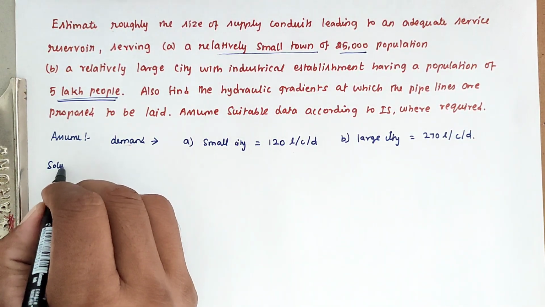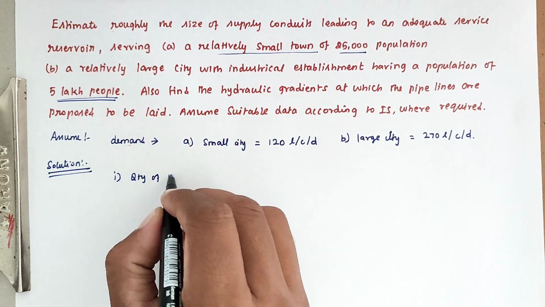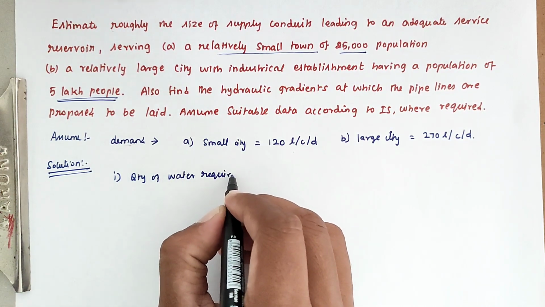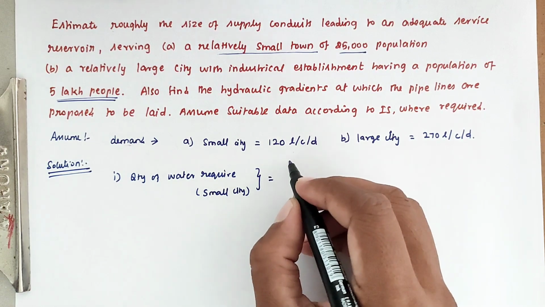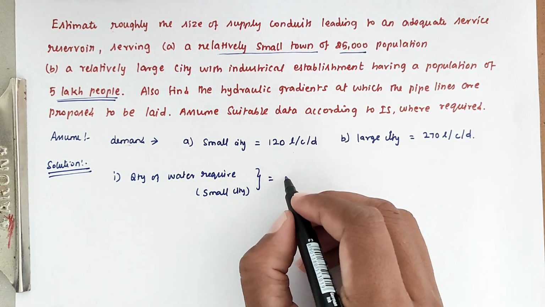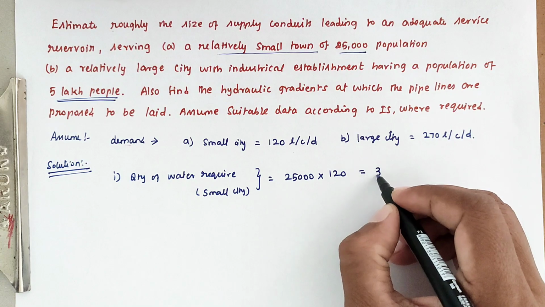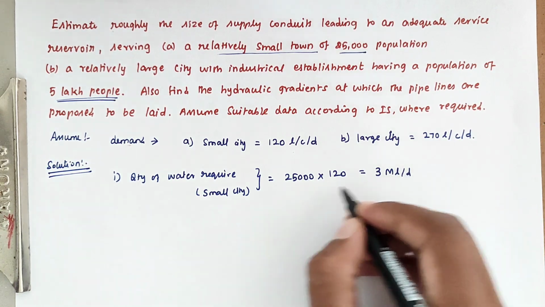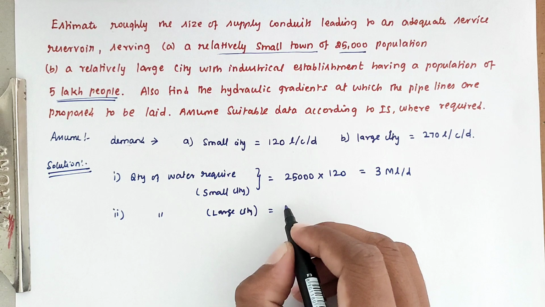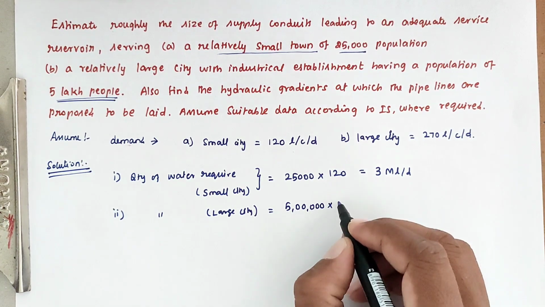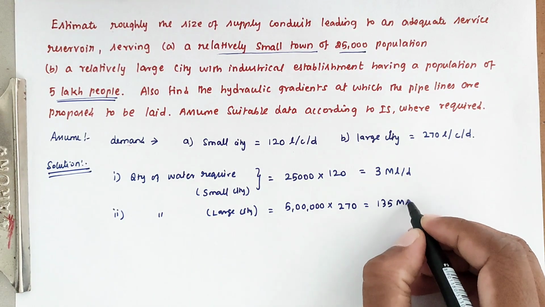So now the solution. First thing is the quantity of water required. For the small city, we take the population into daily demand. The population is 25,000 into a demand of 120 liters per capita per day. So we got the value of 3 million liters per day. Now the quantity of water for the large city: the population is 5 lakhs into an average daily demand of 270 liters per capita per day. Solving this, we got the value of 135 million liters per day.